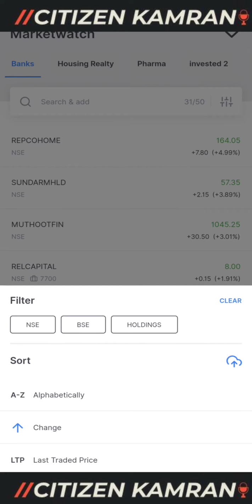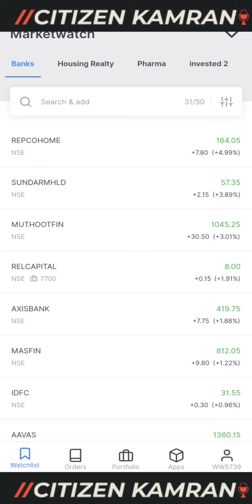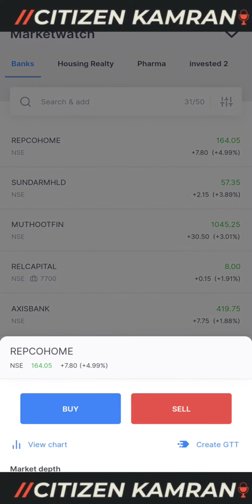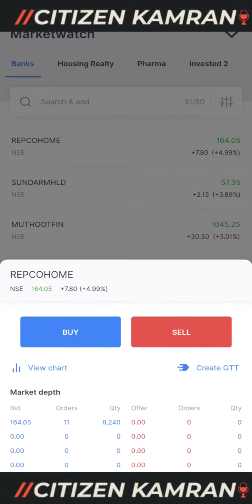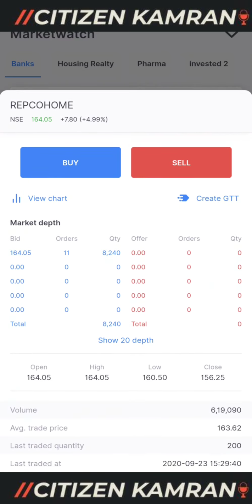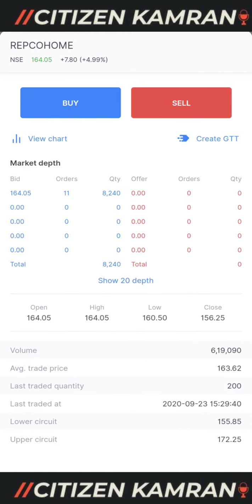Now, for example, I open Repco Homes if I have to buy it. So buy or sell. If you already have holdings, you can sell. If you want to buy, you click on buy. If you are someone who wants to do intraday trading, then even if you don't have the shares, you can sell. If you do sell or buy, the reverse will happen at the end of the trading day. What you can see over here is market depth.